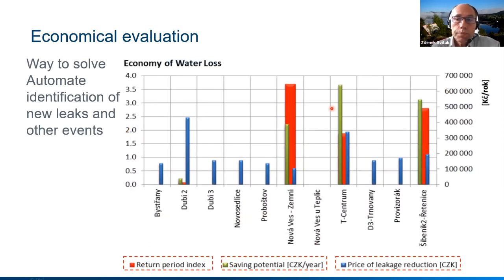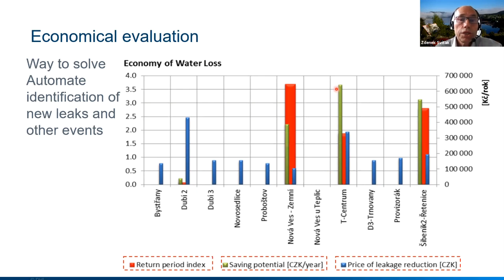We have very good experience with an economical evaluation method which we developed and which is used in this leakage detection support. It is used along with the standard technical evaluation. This method is based on comparison of the cost of leakage reduction works, which in this graph are represented by blue columns, with the cost of leaking, or the marginal cost of water which can be saved by leakage detection in each district metered area. In this graph, it is represented by green columns.